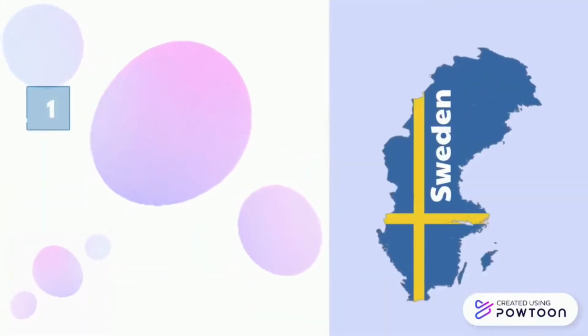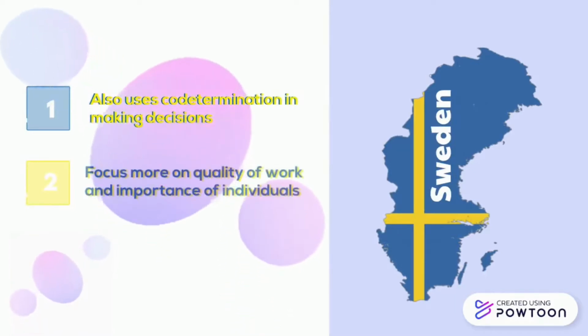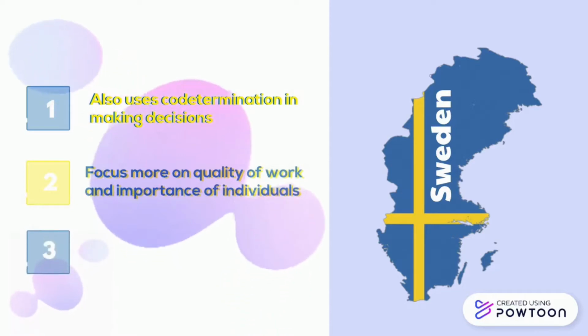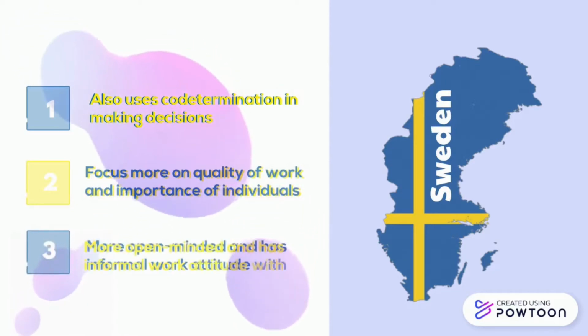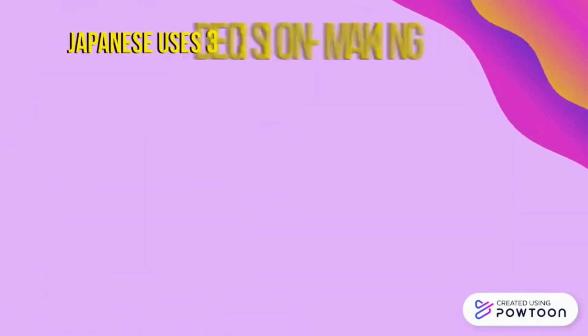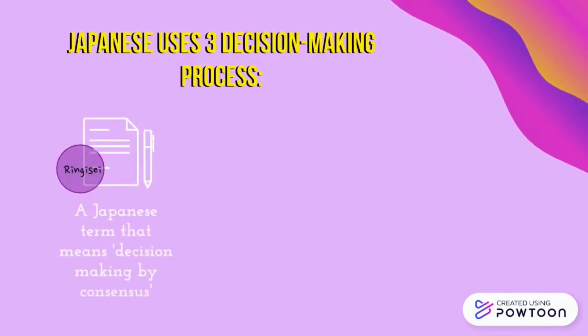Scandinavian countries also have co-determination, but the Swedes focus much more on the quality of their work and the importance of the individuals in the organization. Research shows that Swedes are more open-minded and have an informal work attitude with higher team orientation. Japanese use three decision-making processes. First, ringi-sei, which means decision-making by consensus.